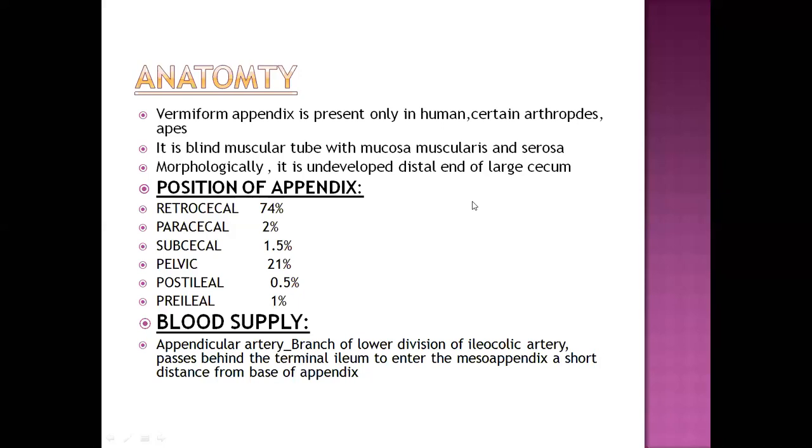If appendicitis occurs and there is some obstruction or occlusion of this vessel, it causes perforation, gangrene and other complications in the appendix.